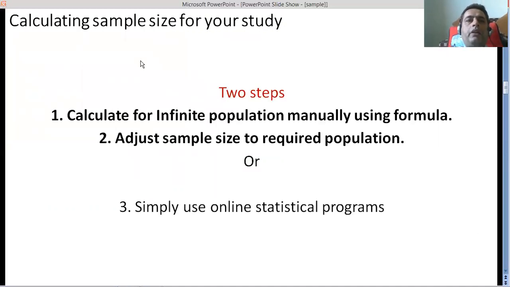So, calculating sample size for your study can be accomplished in two steps, and you must remember these two steps. Number one, you calculate for infinite population manually using the formula. Okay, and number two is to adjust the sample size to the required population. You can adjust it to 100,000 and that would be sufficient for you. So first you use the formula to figure it out for infinite population, and then you do the necessary adjustment. I will tell you in the tutorial how you can accomplish this particular task.